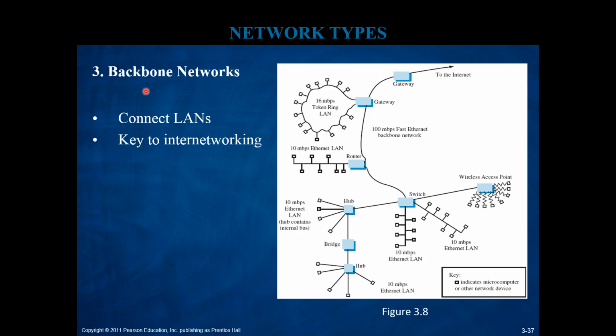Then you have the so-called backbone networks. Now, backbone networks are basically ways to connect LANs together, and they're key to internetworking, because the internet, as we know it now, and we'll talk more about the internet in a minute, the largest network that we have right now, is basically a network of networks. So you need to figure out how to connect those networks together. In order for you to connect those networks together, you will use some kind of backbone network to link your network to some other set of networks.